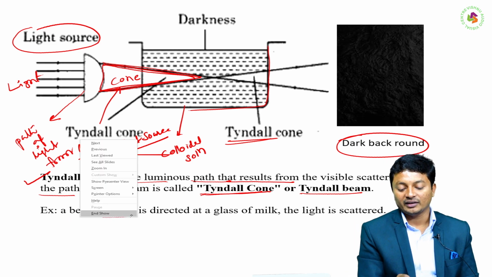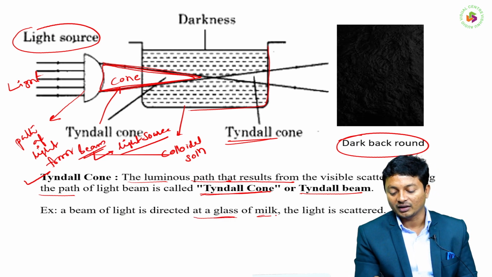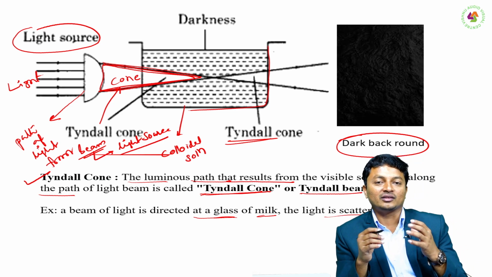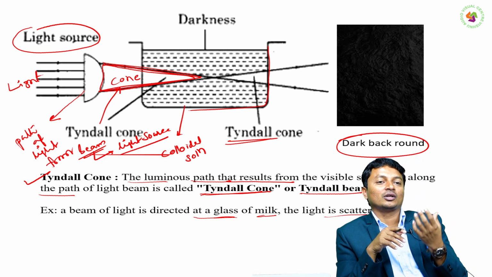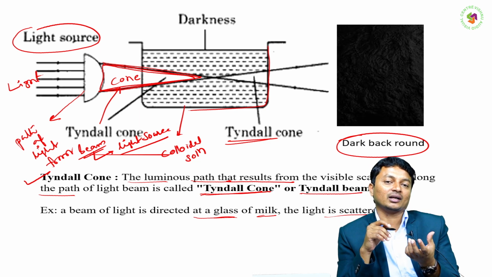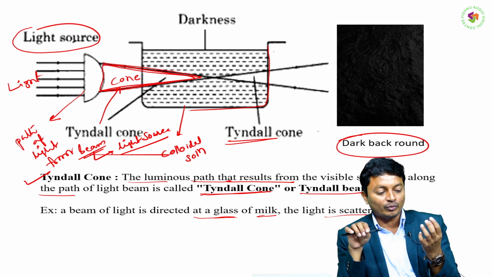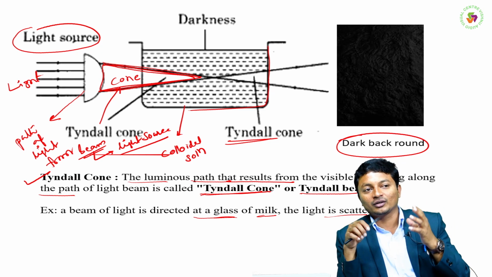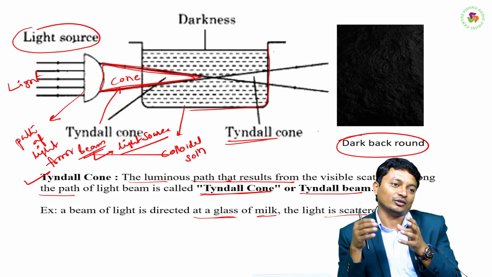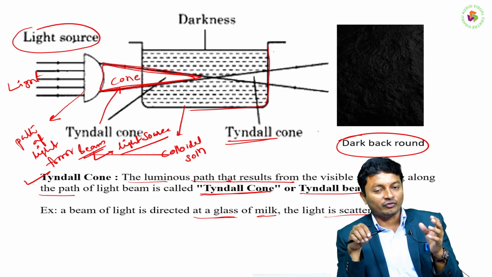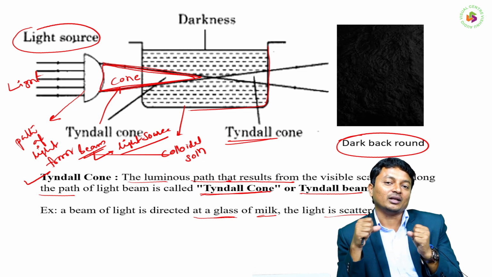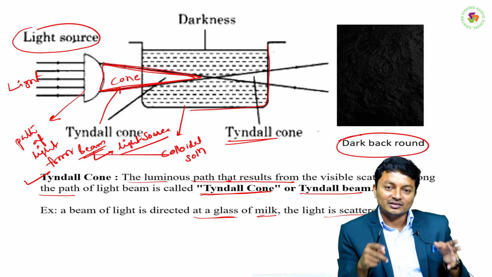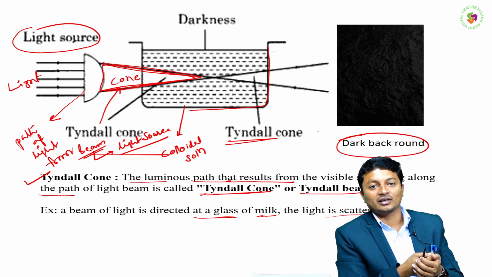Example: a beam of light is directed at a glass of milk and the light is scattered. So this experiment we can do at our home also. If you take a glass of milk and put it opposite to the light source, and the background should be dark, or else you can do this experiment in a dark room also. When the light is passed through, the milk particles make the light get scattered in different directions. This is considered as Tyndall's effect.